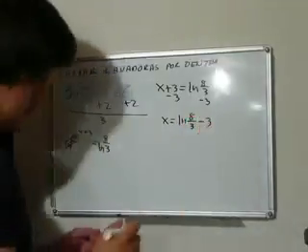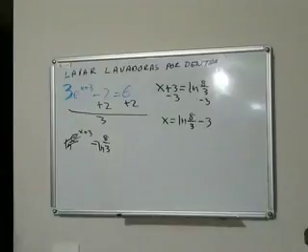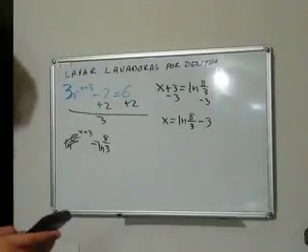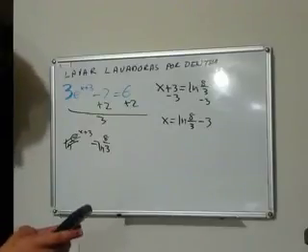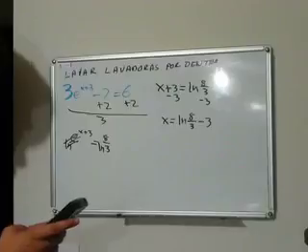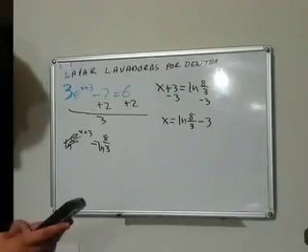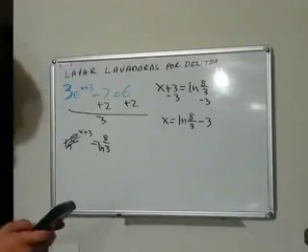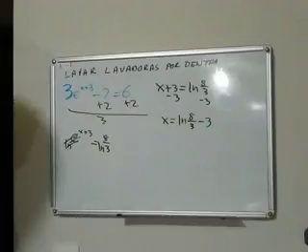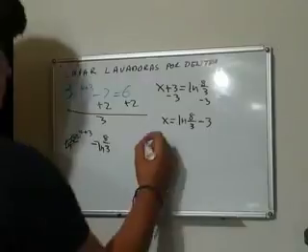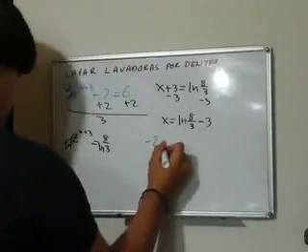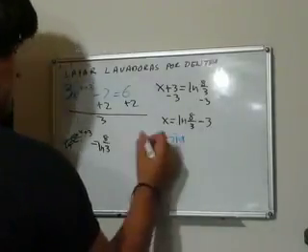For the last part, we have to solve it using a calculator. We put it in here: ln of 8 over 3, minus 3, equals, okay, negative 2.019. That's the final answer.